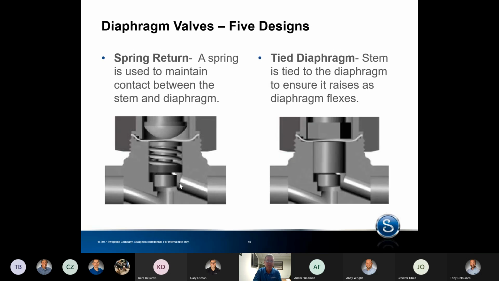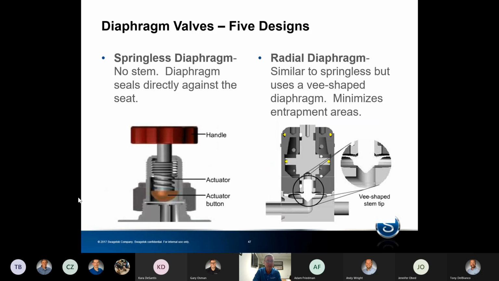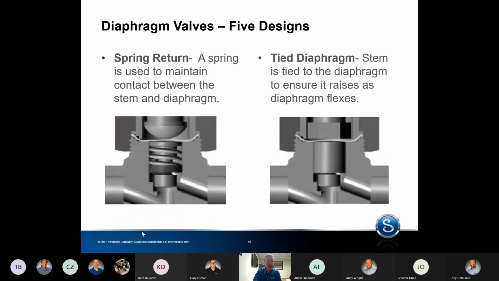There are five types of diaphragm valve designs. The spring return, where a spring is used to maintain contact between the stem and the diaphragm. In a tied diaphragm, the stem is tied to the diaphragm to ensure it raises as the diaphragm flexes. These are good for high flow and long diaphragm cycle life applications.